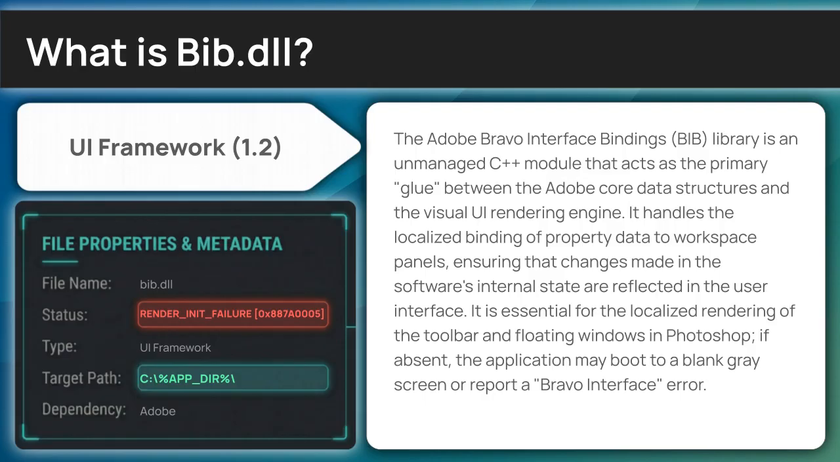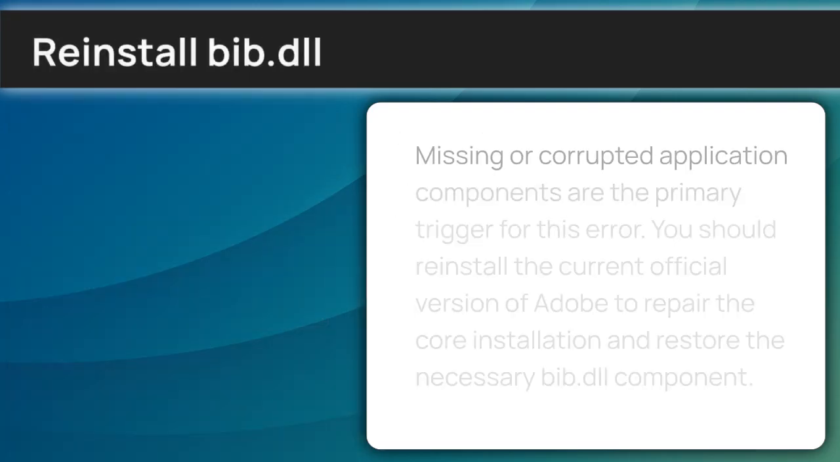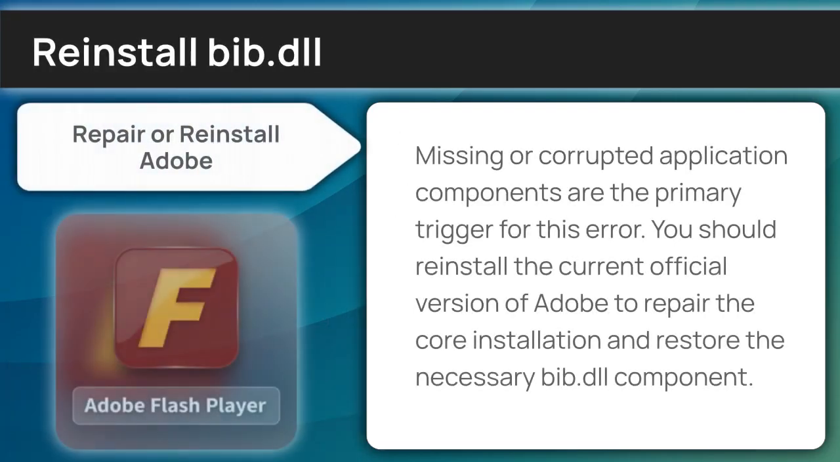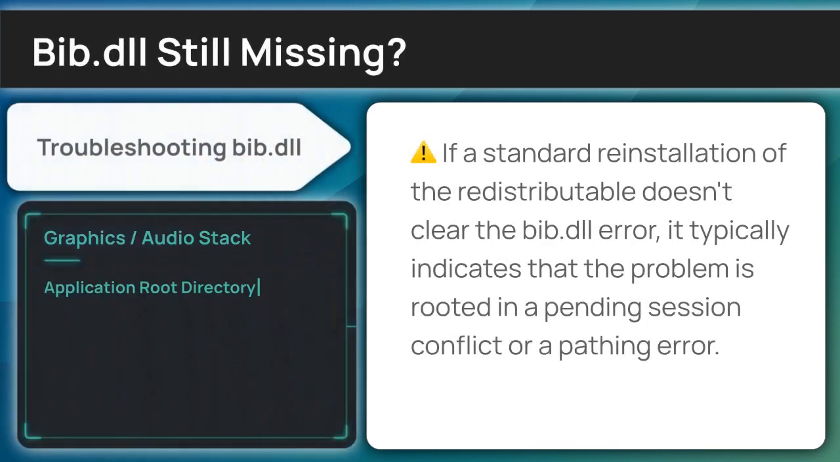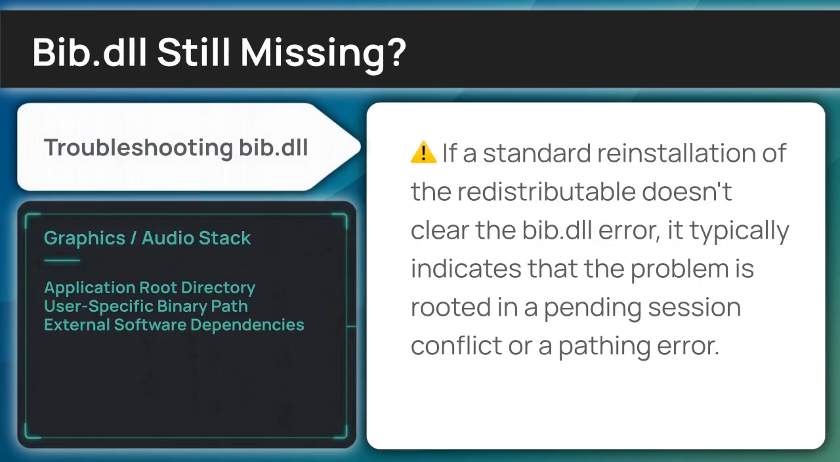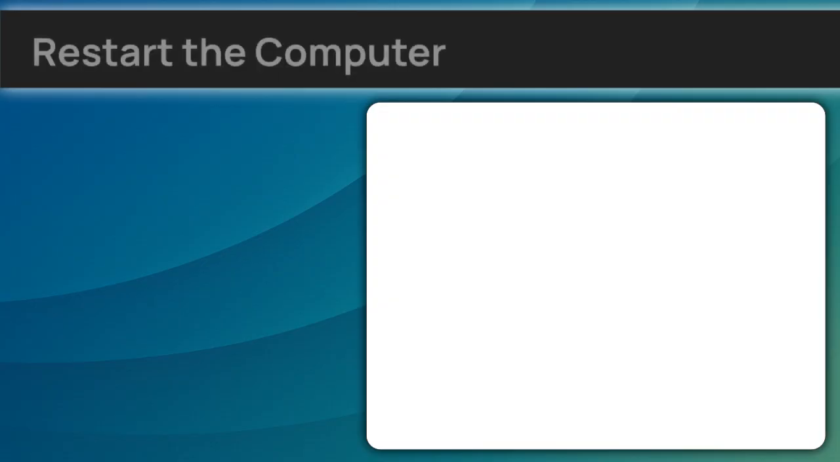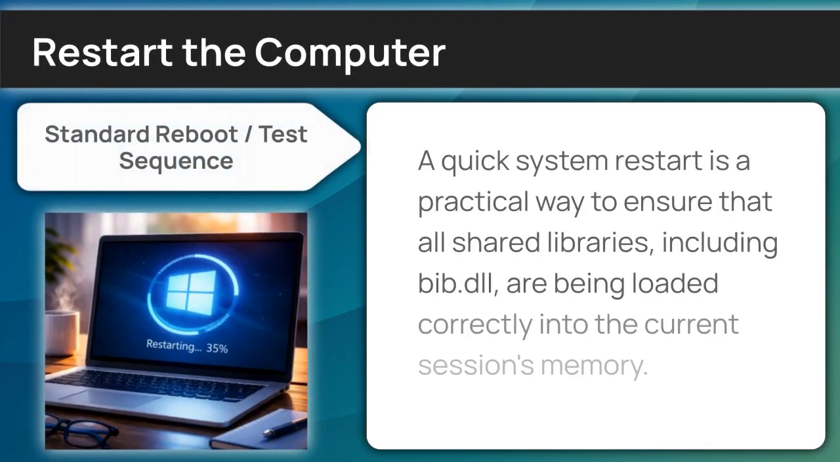Let's transition to the solution, starting with the official Microsoft redistributable. Missing or corrupted application components are the primary trigger for this error. You should reinstall the current official version of Adobe to repair the core installation and restore the necessary Bib library DLL component. Should the file remain missing after a reinstall, we need to ensure that the operating system is forced to re-index its shared library paths. A quick system restart is a practical way to ensure that all shared libraries, including Bib library, are being loaded correctly into the current session's memory.